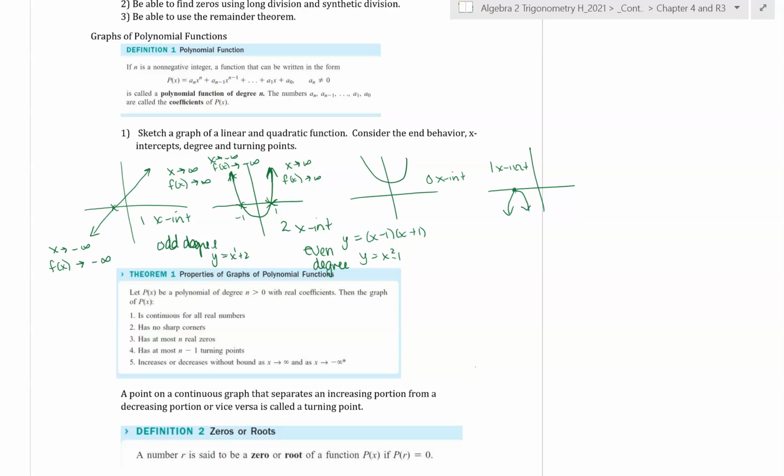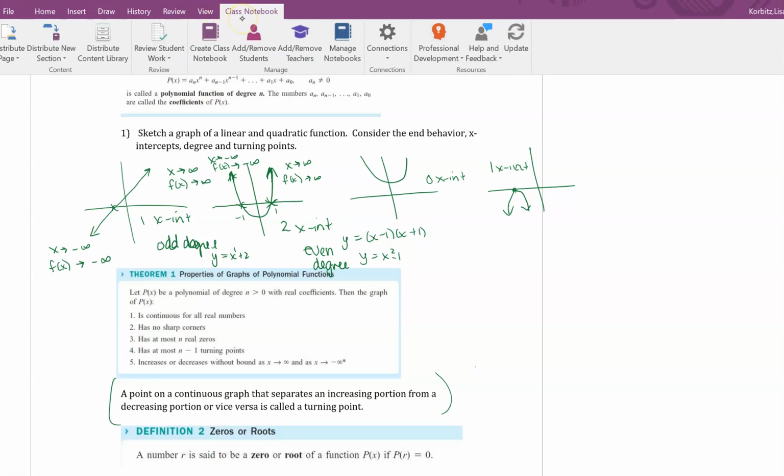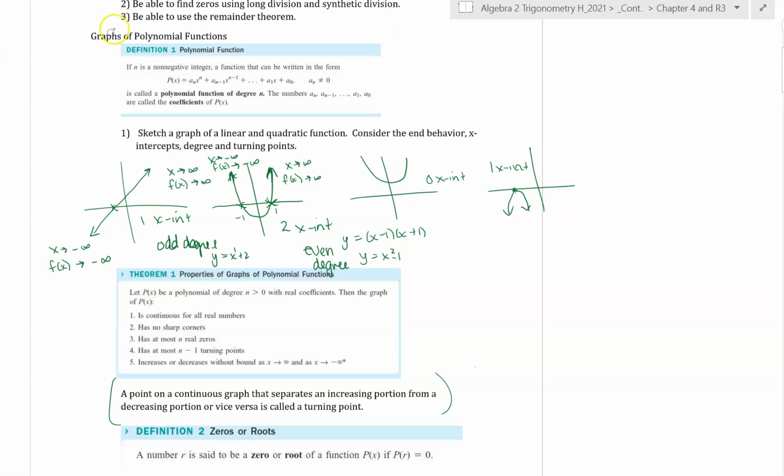Next, we might want to talk about turning points. So a point on a continuous graph that separates an increasing portion from a decreasing portion, or vice versa, is called a turning point. So for example, a parabola, this graph right here, has one turning point. Notice there's one turning point where it's decreasing, now it's increasing. A linear function does not have any turning point. So that's interesting. It was a quadratic, and the degree was 2, and it had one turning point. Okay, interesting. All right, so let's go ahead and look at some of these other things.